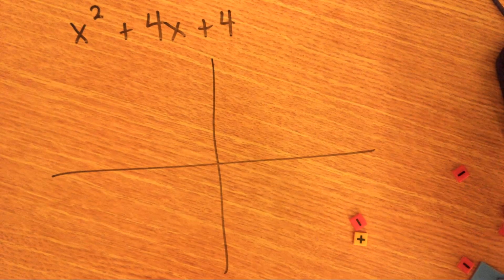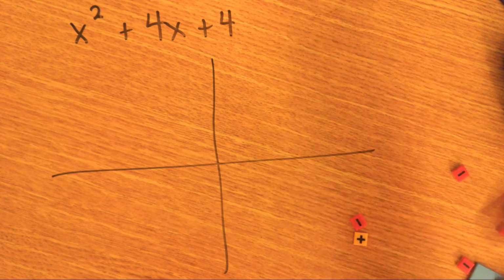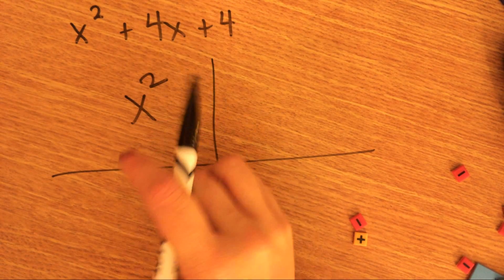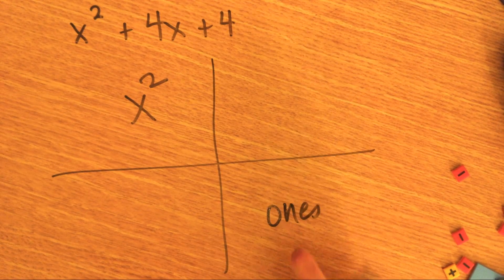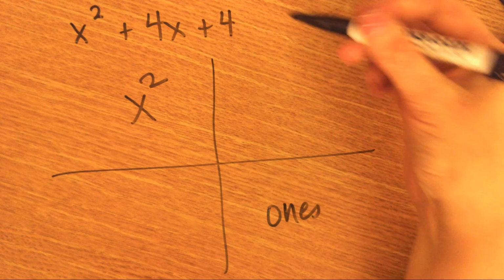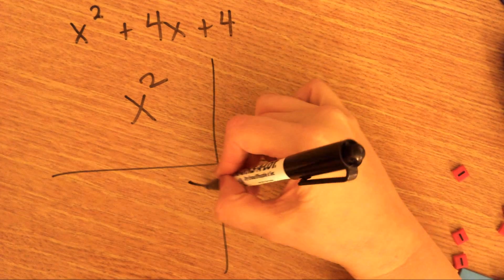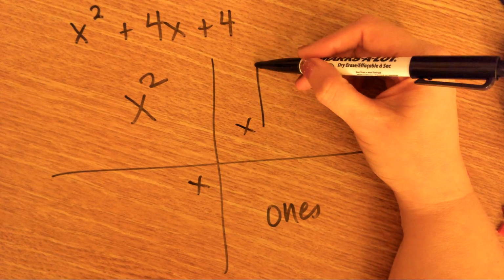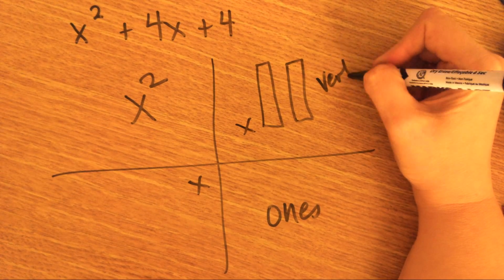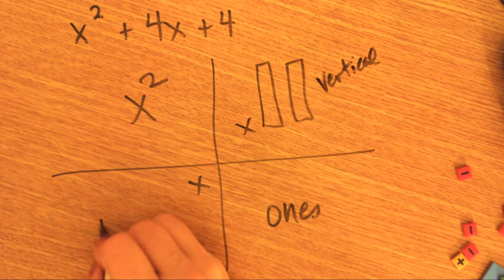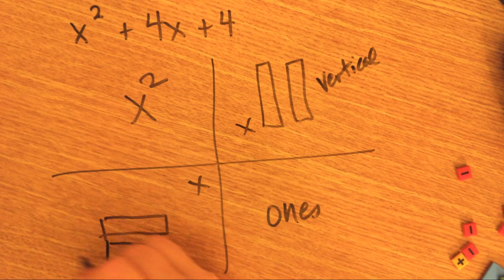So when you actually tile, here's what I want you to always be thinking about. Your X squared tiles are always going to go in this box, and your ones are always going to go down here in this box. You're going to have X's in both of these boxes, and the X's that are in this box are always going to be vertical, and the X's in this box always have to be horizontal.